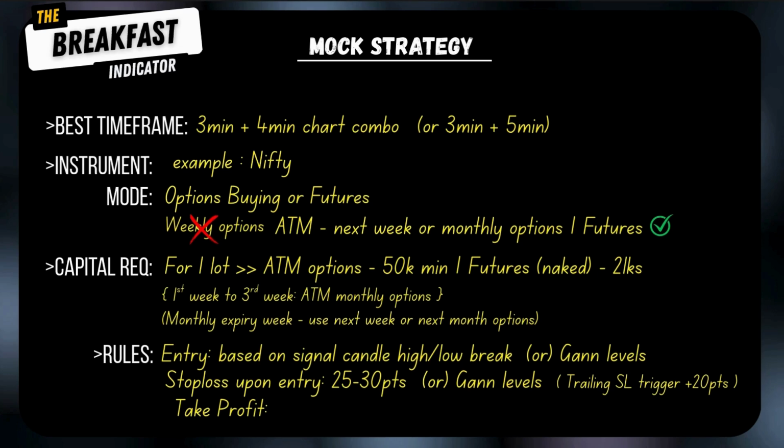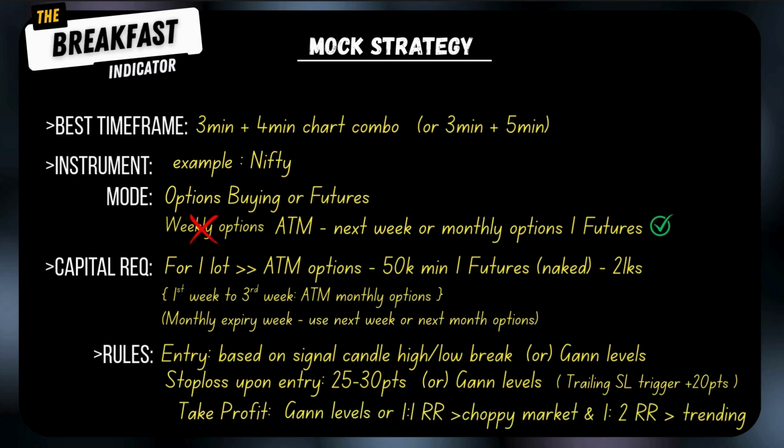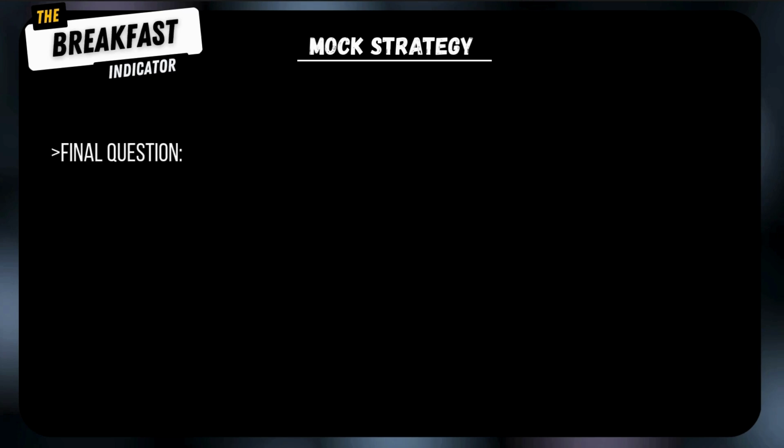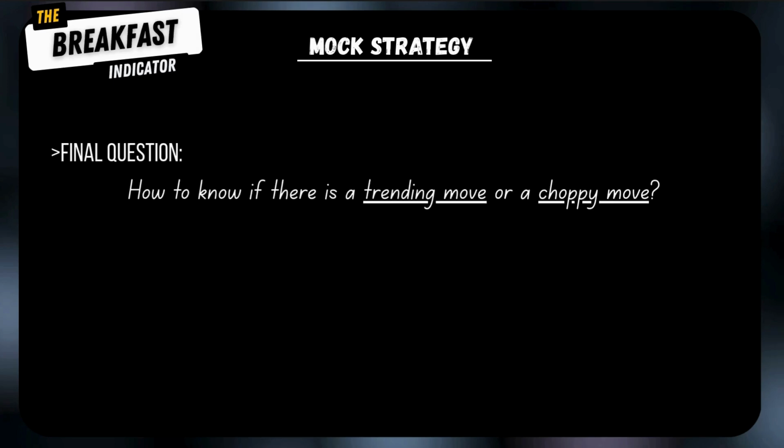So there are market structures which keep changing all the time. So what I do is keep a dynamic take profit level. When the market is choppy and consolidation happens, I can use 1:1 risk reward. When the market is in a trending move, in a trending phase, I can use 1:2 risk reward. So now the final question: how to know if there is a trending move or a choppy move in the market? The answer is market structure.